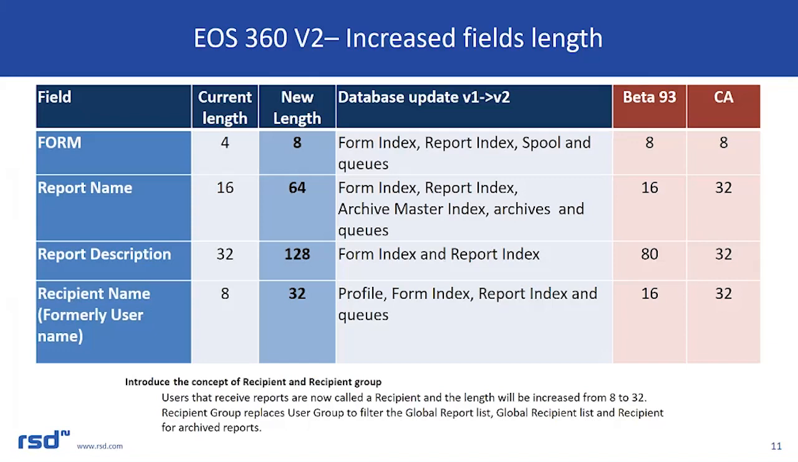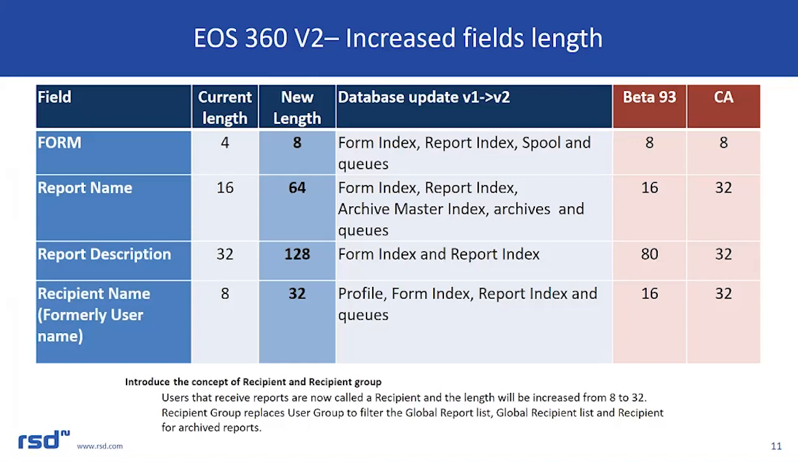The report name field has been increased from 16 to 64. The report description field has been increased from 32 to 128. The recipient name, and notice we have object in quotes there, we'll get to that a little bit later. The recipient name that was used to receive reports and was called a user has now been increased from 8 to 32.